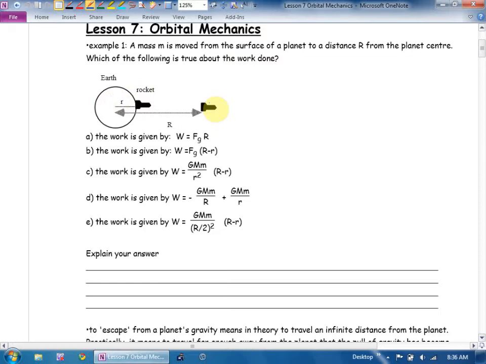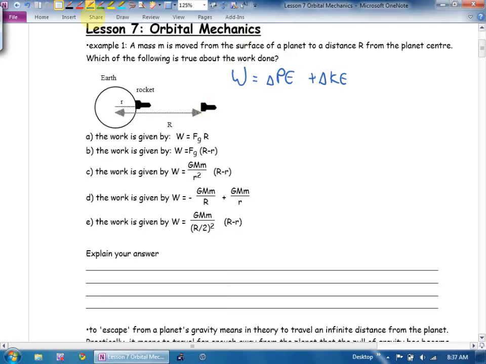Which of the following is true about the work done? Well, I would look at those answers. Here's what I would say. When we're talking on the cosmic scale, work is the change in potential plus the change in kinetic. But did this question say that we're in orbit, or did it say lifted or moved or placed? I think looking at this diagram here, Megan, this does not look like we're in orbit. It looks like we went straight out from the planet.